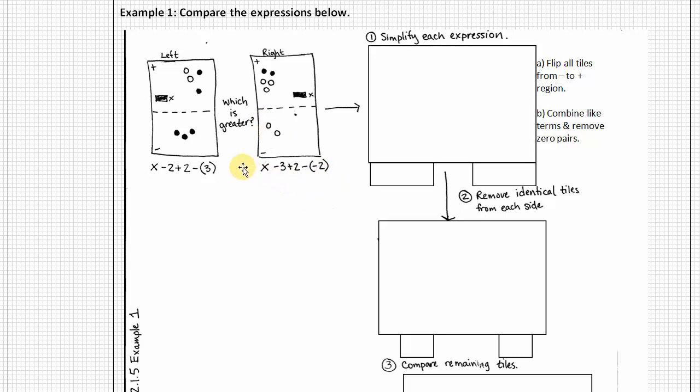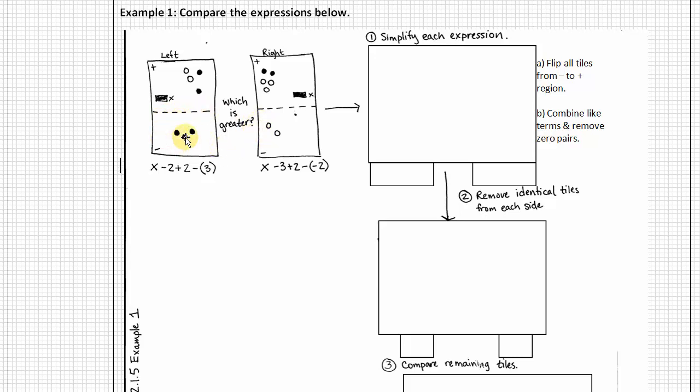Alright, so we're going to follow the steps we have been doing. We've been doing it one at a time. Now we have 2. So we want to simplify each expression, the expression on the left and the expression on the right. And so we'll remember that first means we want to flip all the tiles from the negative region up to the positive region. And then we want to combine like terms and remove 0 pairs. So we're going to do this in 1 step.